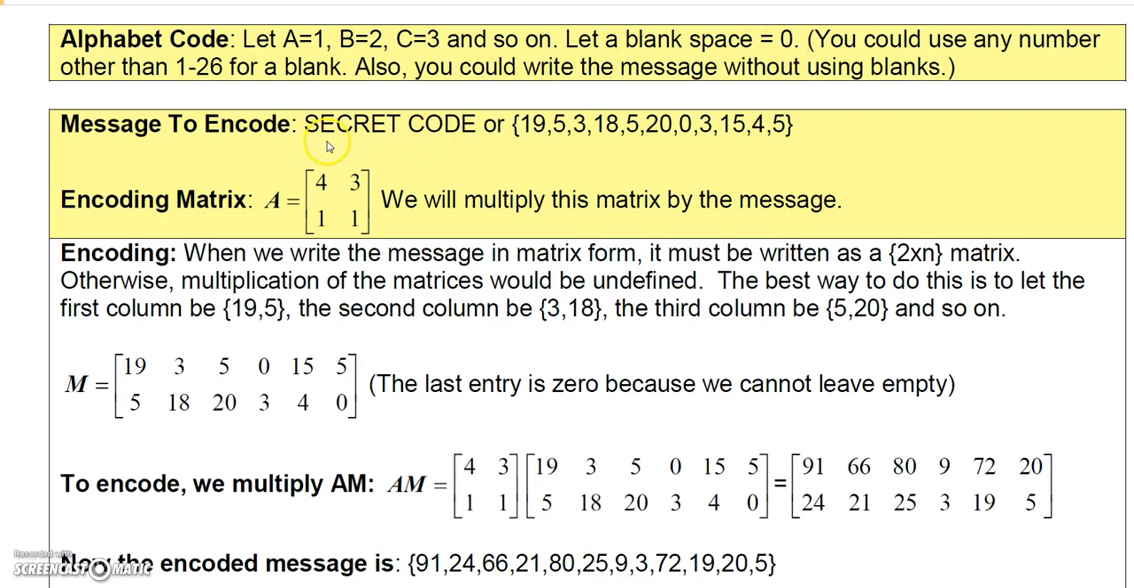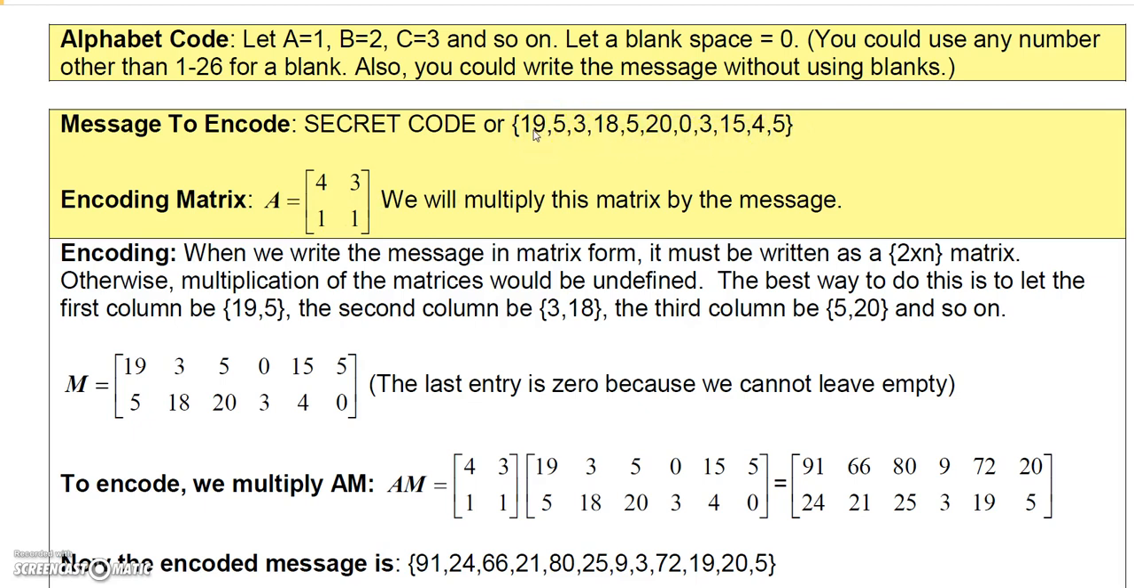So let's say I wanted to encode the message secret code. If you go back and look at your alphabet, you'll see that S is the 19th letter, E is the 5th letter, C is the 3rd letter, R is the 18th letter, E is the 5th letter, T is the 20th letter, and for the space we'll put a 0. C is the 3rd letter, O is the 15th letter, D is the 4th letter, and E is the 5th letter.